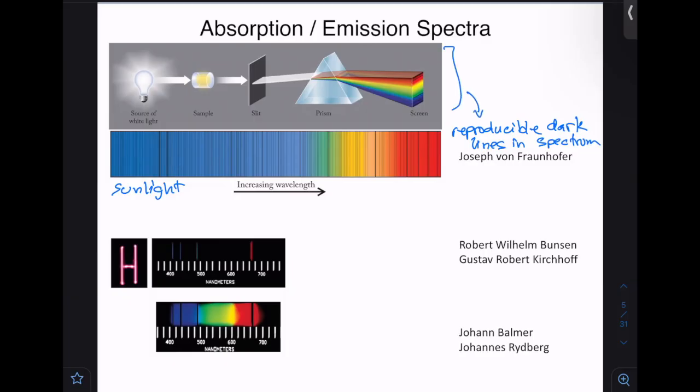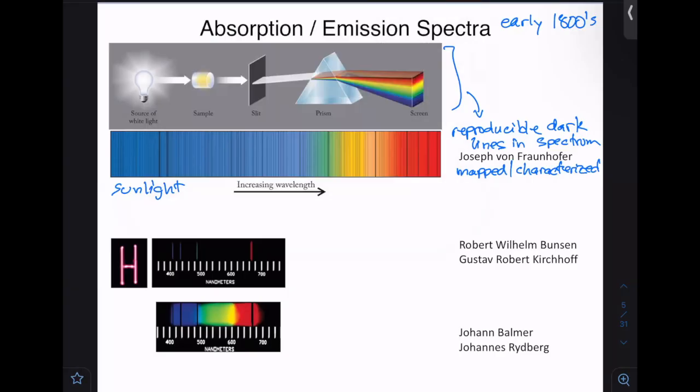All right, and von Fraunhofer actually spent a lot of time very, very carefully characterizing all of these dark lines in the spectrum. This was all done in the early 1800s, by the way, just to put some historical perspective on here. So von Fraunhofer actually mapped and characterized all of these dark lines.